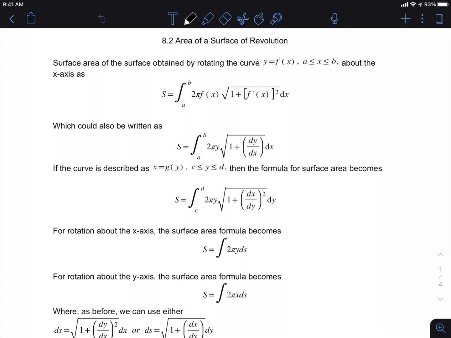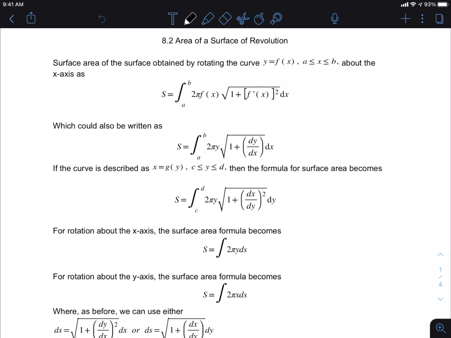Okay, here we go. So you guys thought you were done with rotations about axes, didn't you? Not the case. So today we're going to talk about the area of a surface of revolution. And these are just a bunch of silly formulas. Don't really worry about them. I'm going to use them and show you how they work. They're just here for you to have reference.